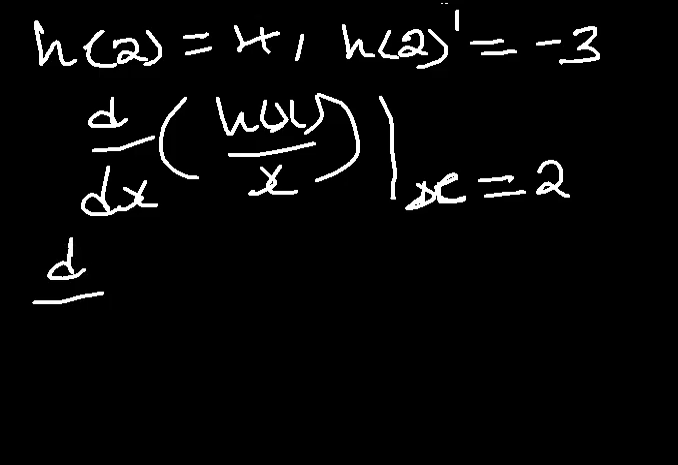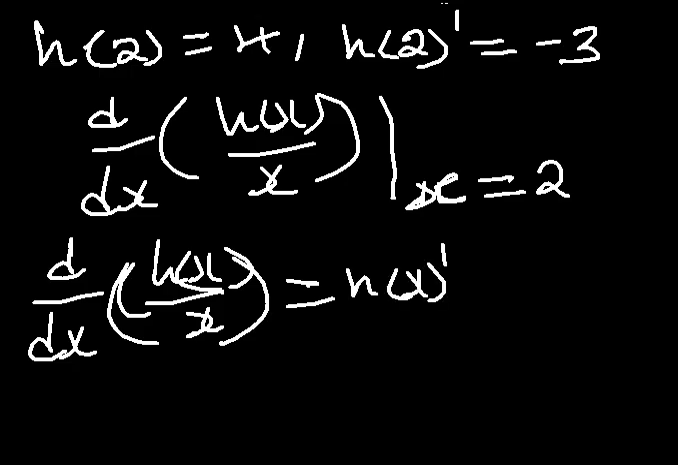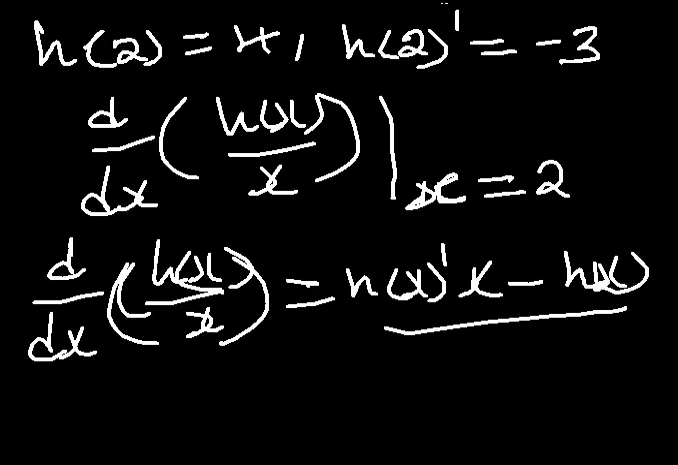So now the derivative, d over dx of h of x over x. In this case we are going to use the quotient rule of differentiation, where I'll have h of x prime times x, then minus the derivative of x, which is 1, times h of x, all divided by x squared.